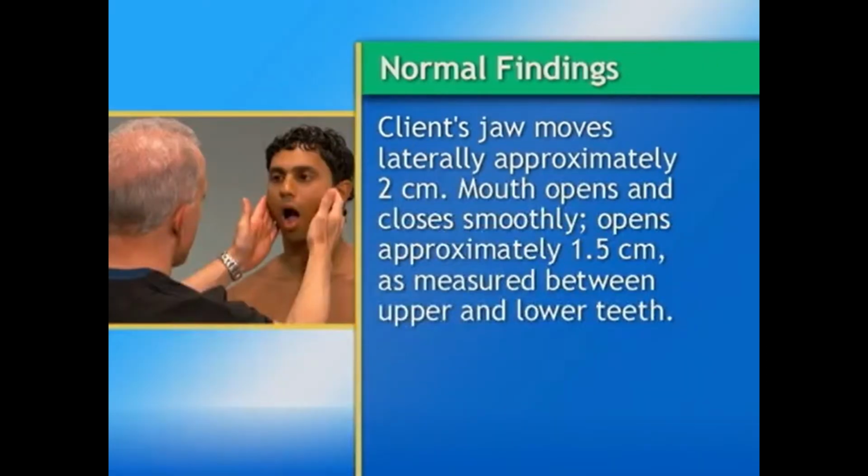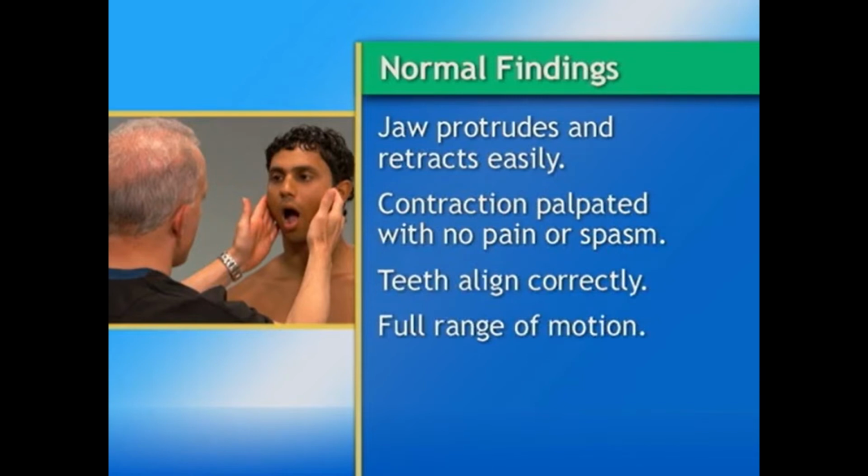The client's jaw moves laterally approximately 2 centimeters. His mouth opens and closes smoothly. It opens approximately 1.5 centimeters as measured between upper and lower teeth. His jaw protrudes and retracts easily. Contraction palpated with no pain or spasm. Teeth aligned correctly. He has full range of motion.